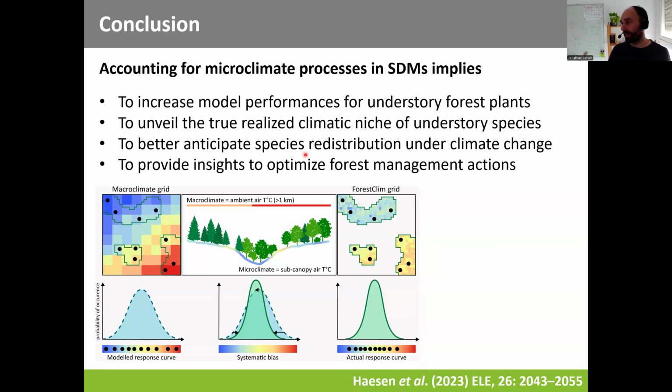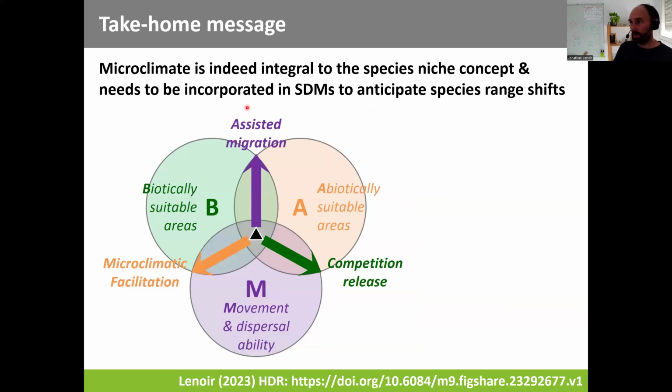It will also better anticipate species redistribution under climate change because you will be much closer to the realized climatic niche using those microclimatic layers. And it will provide insights to optimize forest management actions based on these outputs from these SDMs. So the take-home message in the end for you is microclimate is indeed integral to the species niche concept and needs to be incorporated in SDMs to anticipate species transition, especially so for this example I'm giving here of forest understory species like forest understory plants.